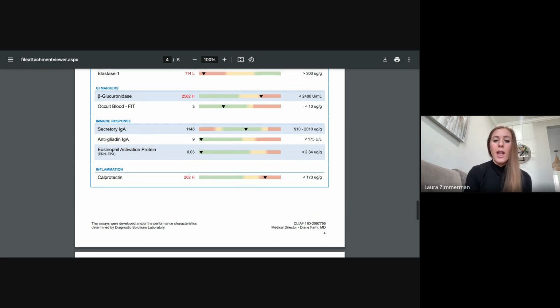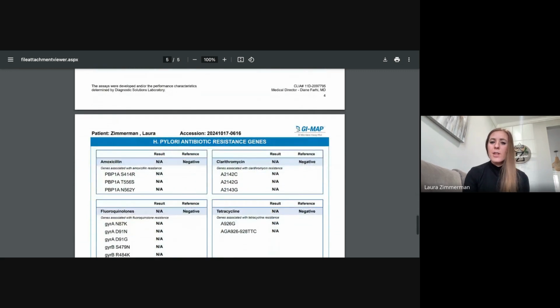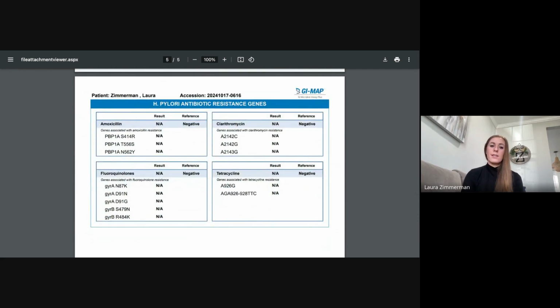And then inflammation. So calprotectin is an inflammatory marker, it typically is very sensitive in the colon. And so this could be from gut inflammation, but also if you have overall inflammation, your calprotectin can show up elevated here as well. And then the last page looks at H. pylori antibiotic resistance genes. And so if you show positive for any resistance to these antibiotics, we would come up with a plan to make sure that you're getting the antibiotics that would cover your specific H. pylori.